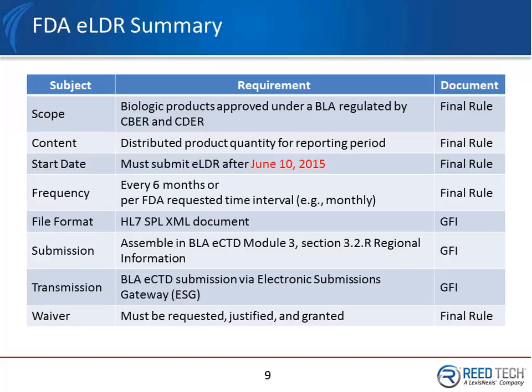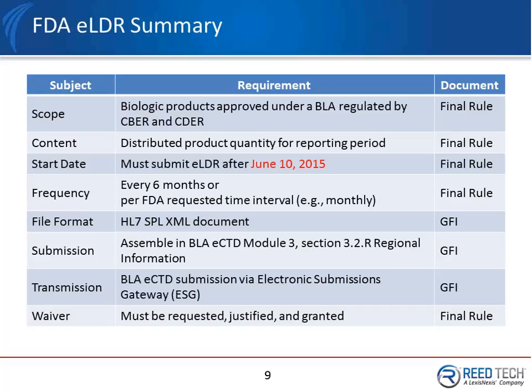The summary of this information again, with the applicable contents. What we're looking at is the final rule document, as you can see in the right column of this table, referencing a document, and then we're describing the contents you can expect within each. The final rule essentially covers the scope, that being the biologic products approved under BLA, regulated by CBER and CDER. It'll also cover the distributed product quantity for the reporting period, so how frequently you have to make these submissions, and also the start date of the mandate.